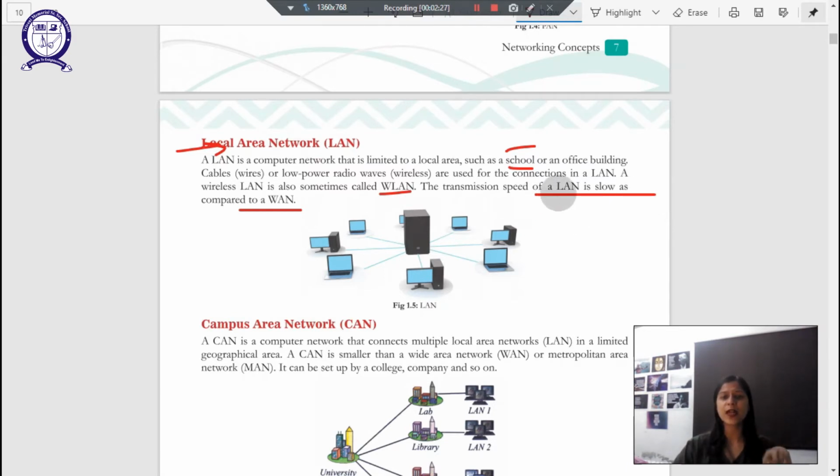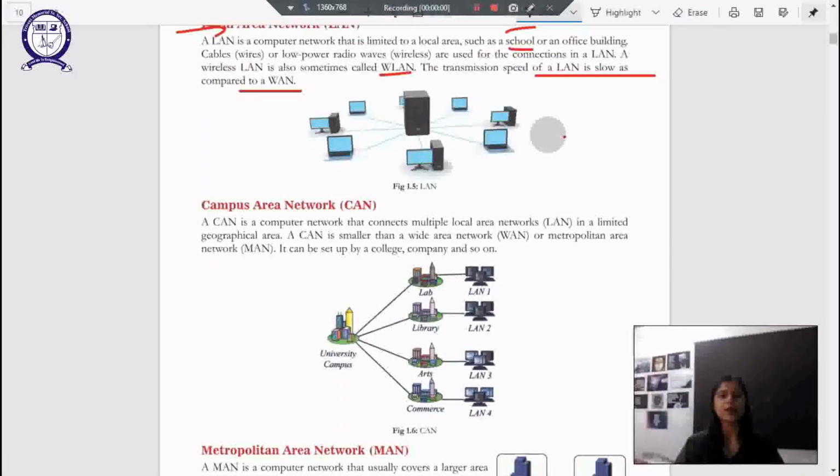So another thing to look at is that the wireless system is faster than the wired one. So that's that. Then we have a campus area network, which is CAN. A campus area network is a computer network that connects multiple local area networks.